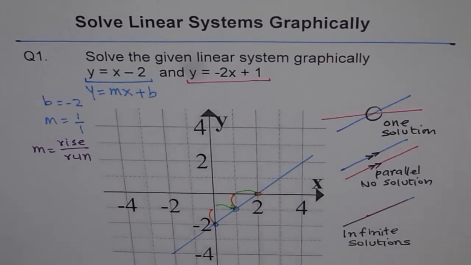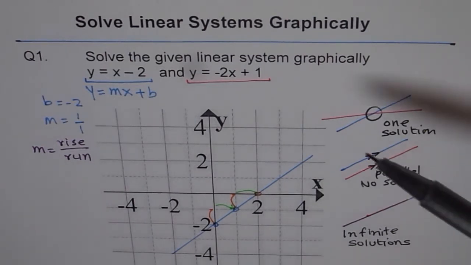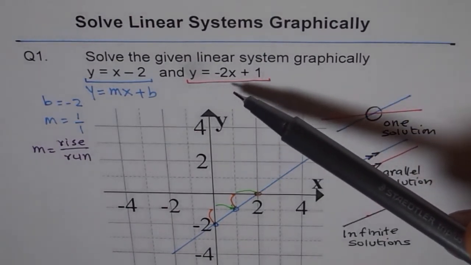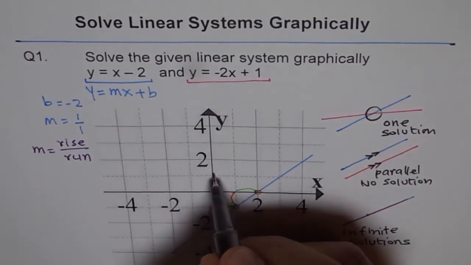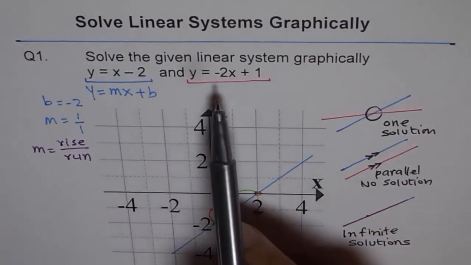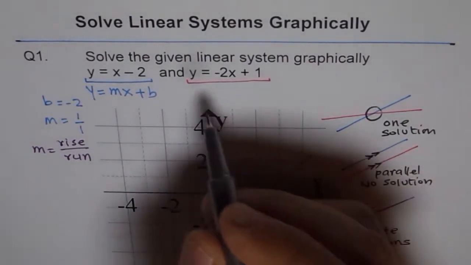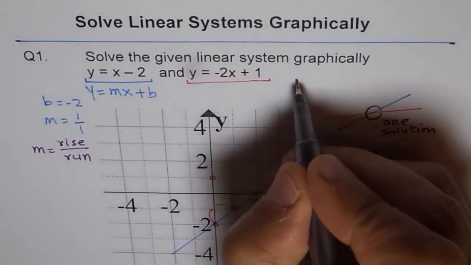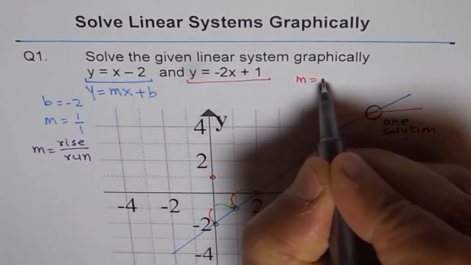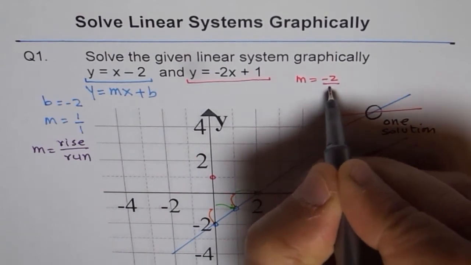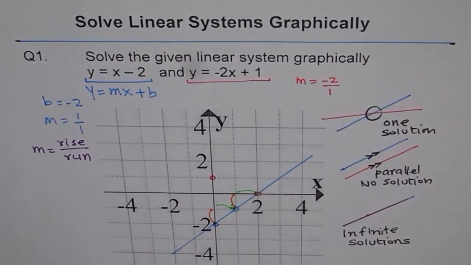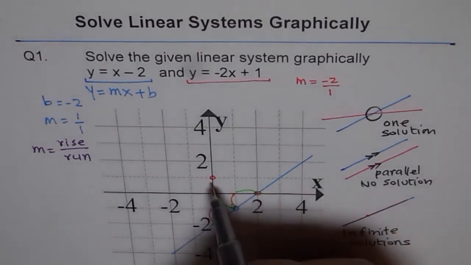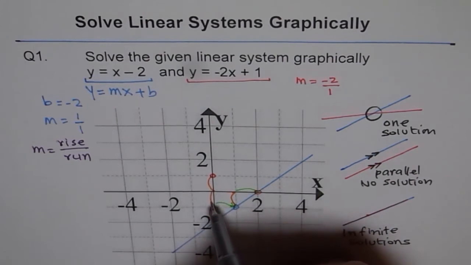Now the second equation of a line is y equals minus 2x plus 1. The y-intercept is plus 1. So that is my plus 1, and the slope is minus 2. So let me write down this slope separately as m equals minus 2. That means minus 2 over 1, right? Minus 2 means 2 units down and 1 unit right. So let's go 2 units down, 1 and 2.